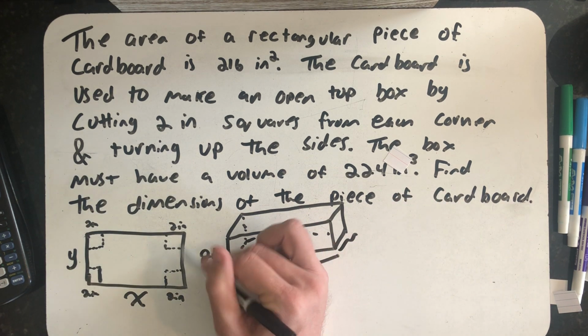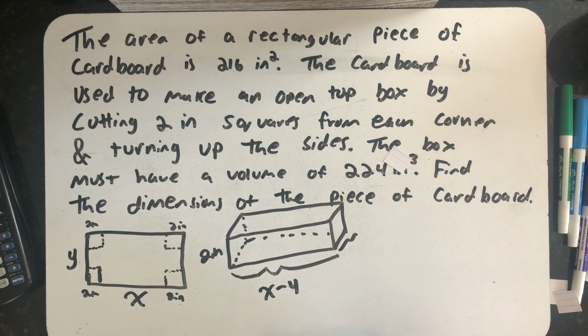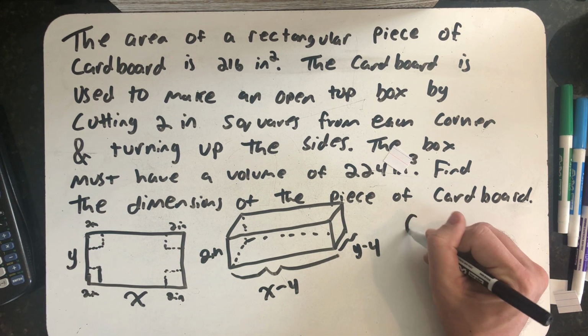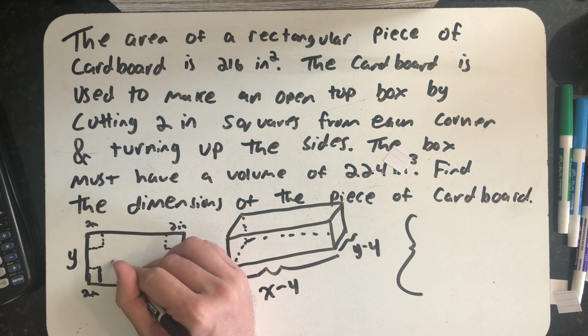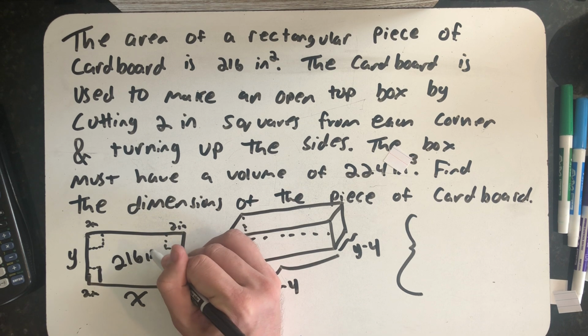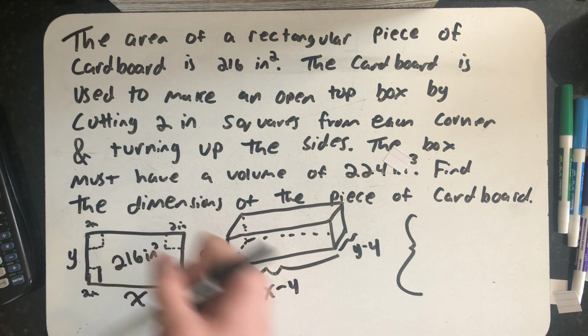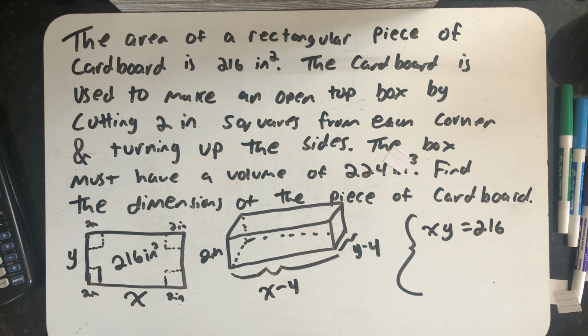This length started off as Y, but again I took 2 inches off the left side and 2 inches off the right side, so that will be Y minus 4. So I need two equations. And I know something about the area of the original piece of cardboard. It was 216 square inches. Well, the area of a rectangle is length times width, so that would be X times Y equals 216.